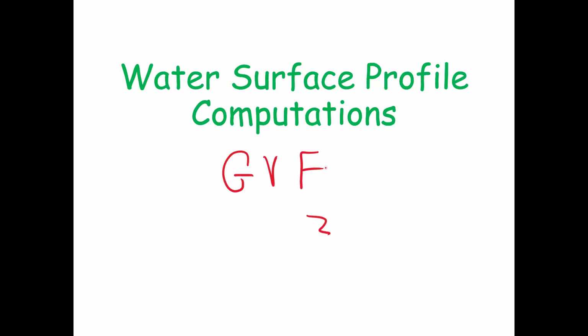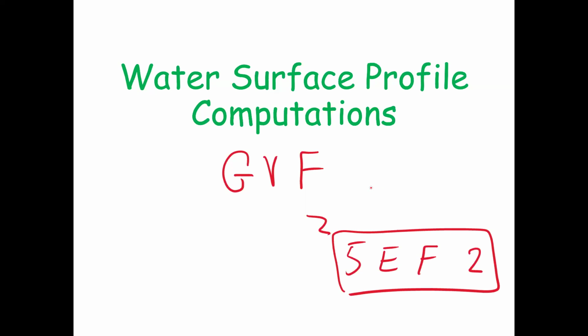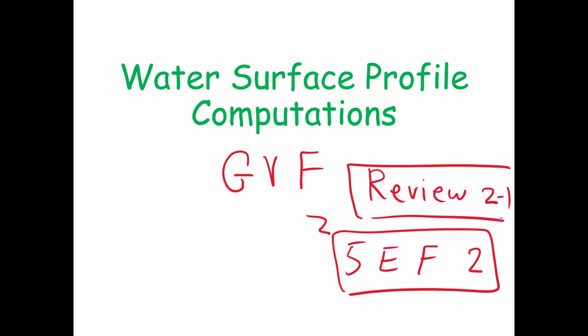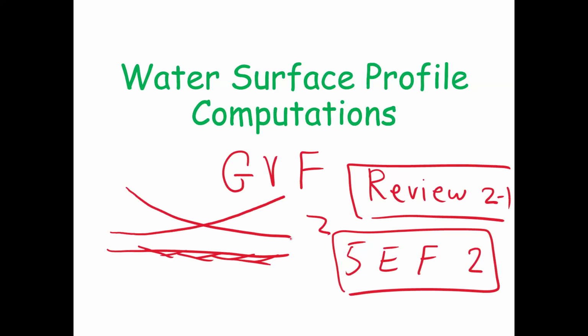So I solved the problem in module 5, the last session of module 5, which was module 5 EF second, I think that was the name. And I have another example, review 2.1. These two examples are examples of gradually varied flow for water surface profile. How does it work when we say gradually varied flow? It means that for a length of the channel, water starts decreasing or increasing in level. And your job is to find it step by step.